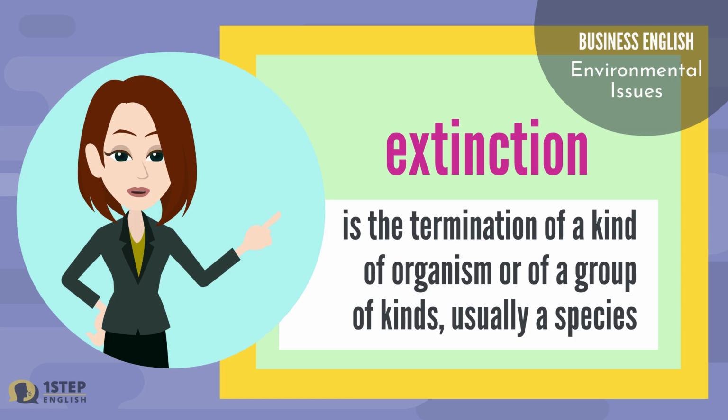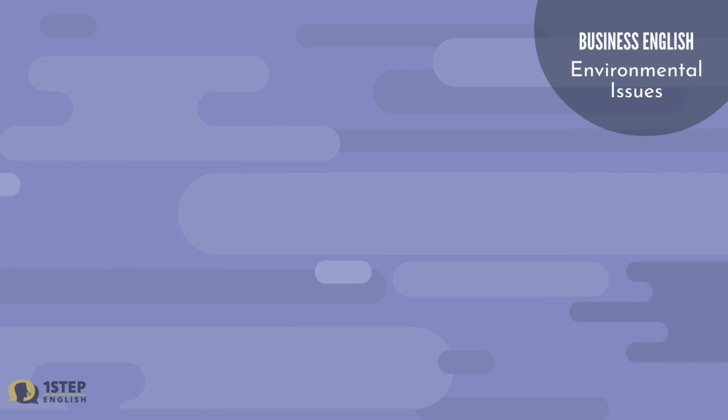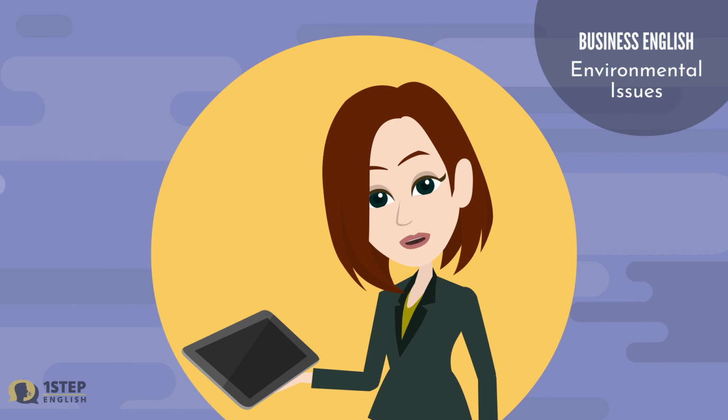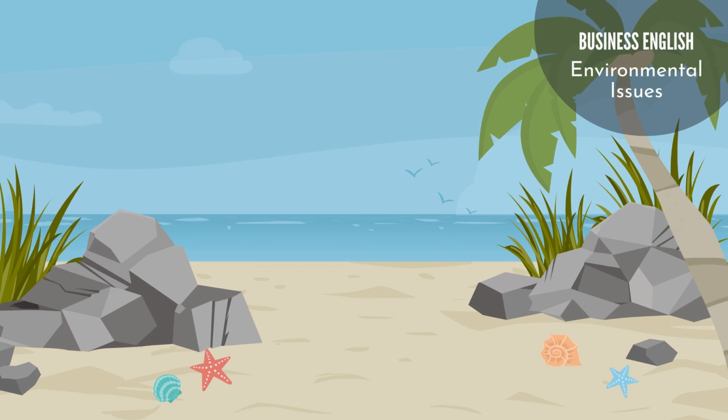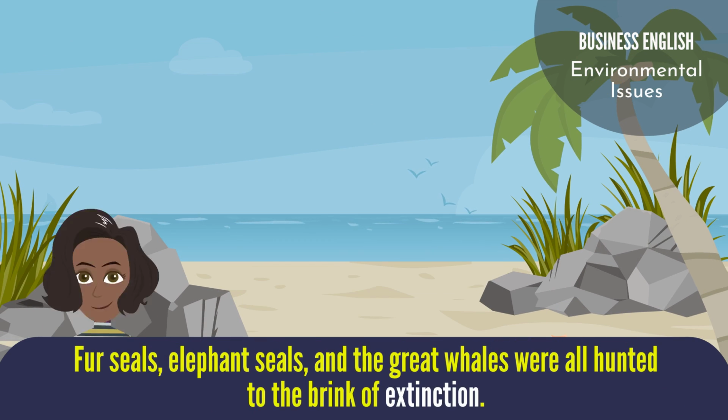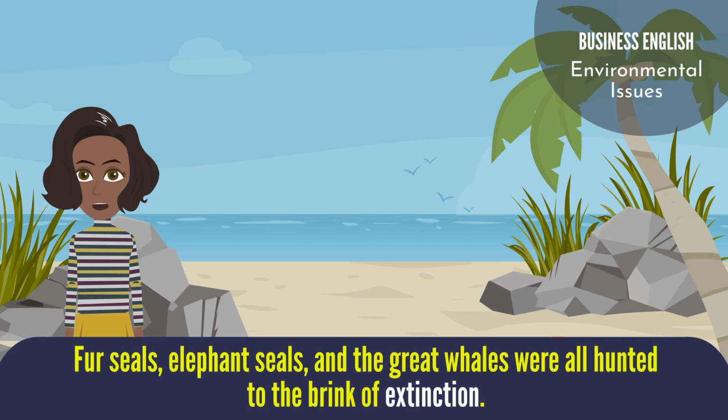Extinction. It is the termination of a kind of organism or of a group of kinds, usually a species. Here's an example. Fur seals, elephant seals, and the great whales were all hunted to the brink of extinction.